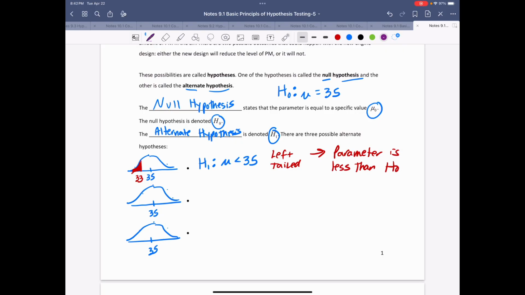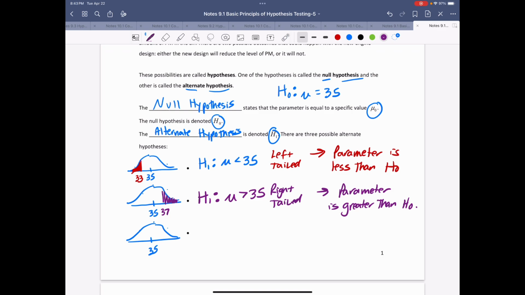Now the next one. Another possibility would be, okay, I think for H1 that mu is greater than 35. Say you took a sample and your sample result was 37. So put a 37 on your curve and shade this way. We're shading each time the way the arrow points. This is right-tailed. And I think that the parameter is greater than H0.